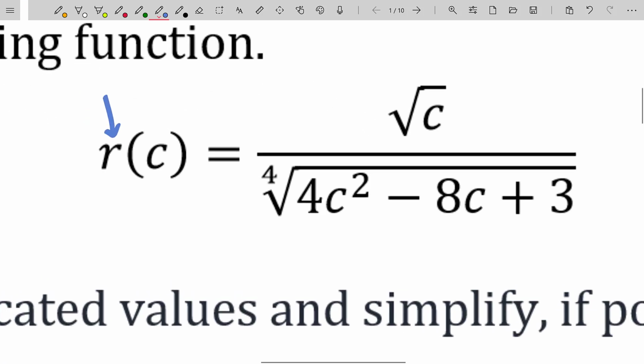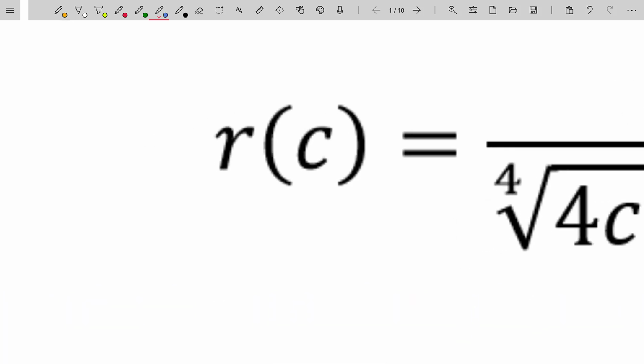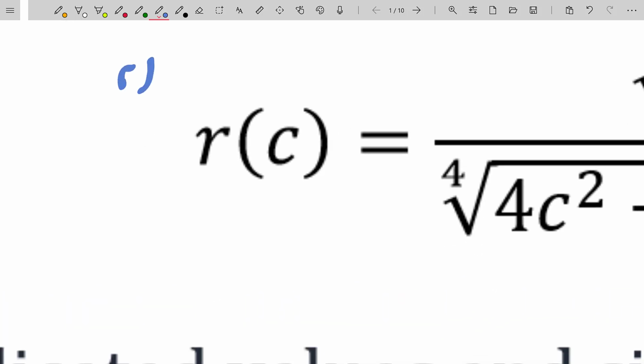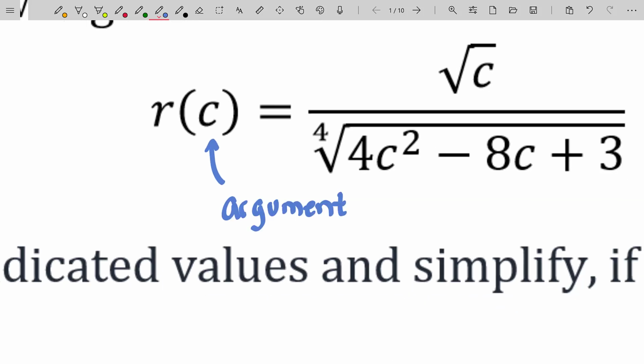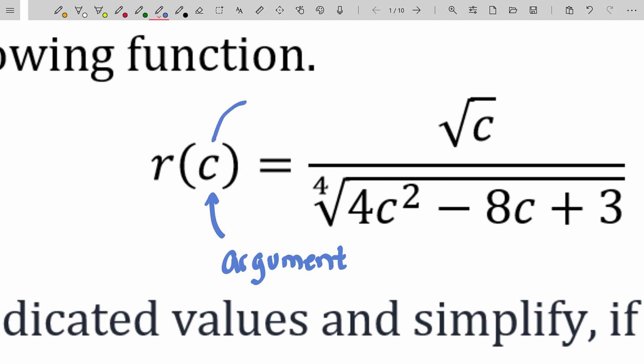You can actually name your functions as long as you want, right? You don't have to call this little r of c. You could call this RLF of c if you want for, I don't know, real life function. The c is called the argument of the function. A lot of people also call that the input.